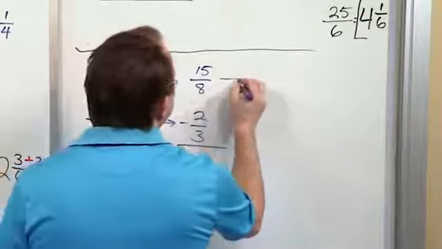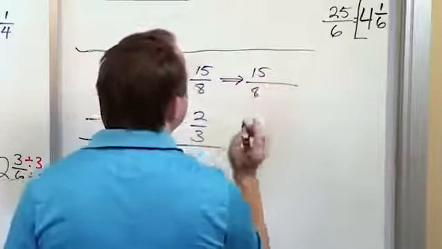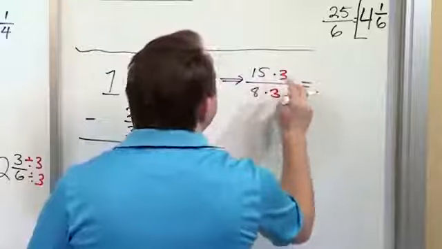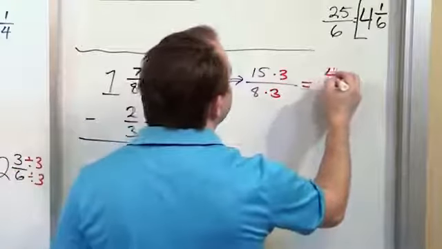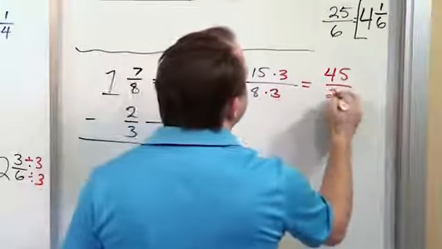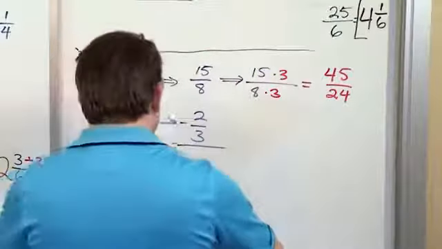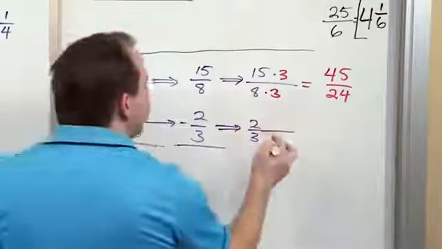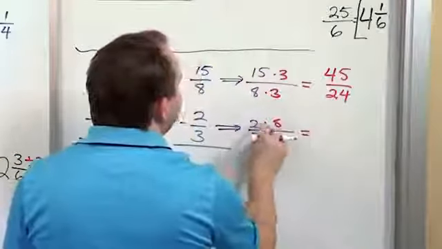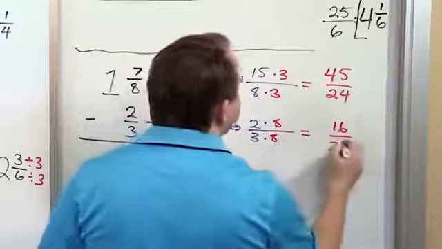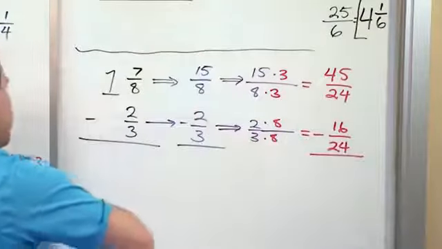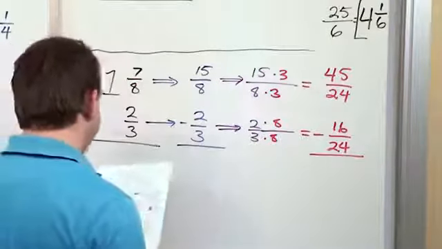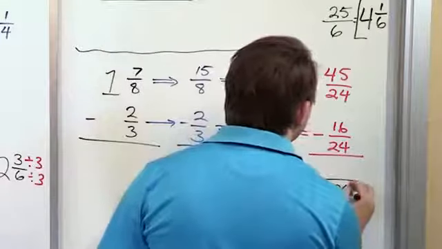So if I'm going to change this one, 15 over 8, into 24ths, I'll need to multiply top and bottom by 3. When you do 15 times 3, you'll get 45. And 8 times 3, you'll get 24. And then here, when I transform this one, I have 2/3. In order to transform that denominator to 24, I'll multiply top and bottom by 8. 2 times 8 is 16, and the bottom is again 24. And I'm subtracting, so I'll draw my line. So now my life is a lot better because I have 45/24 minus 16/24. So I'm going to retain the same common denominator of 24.